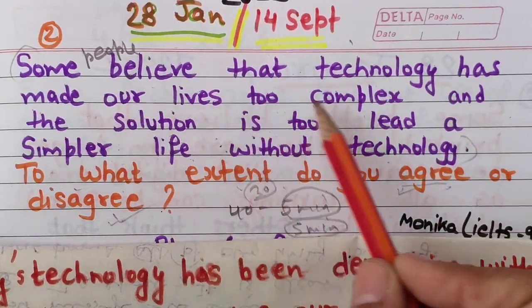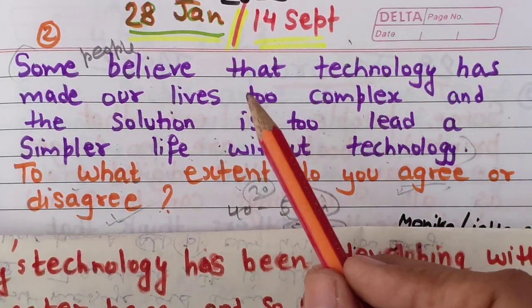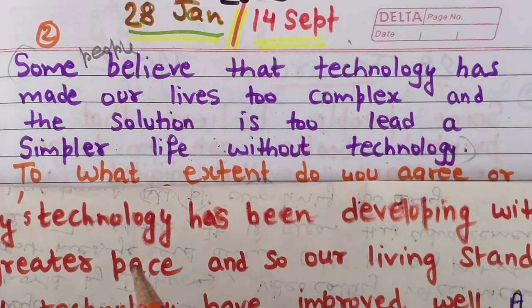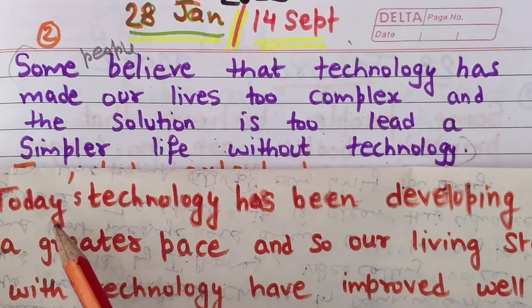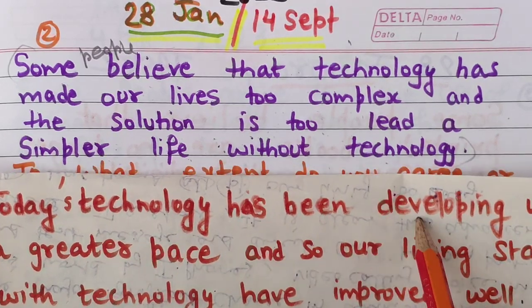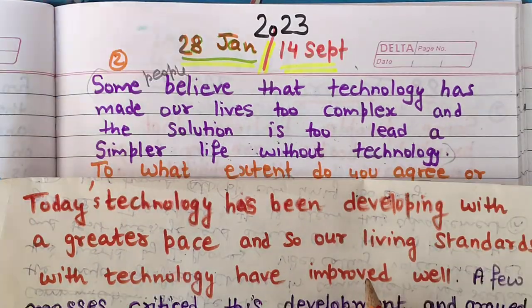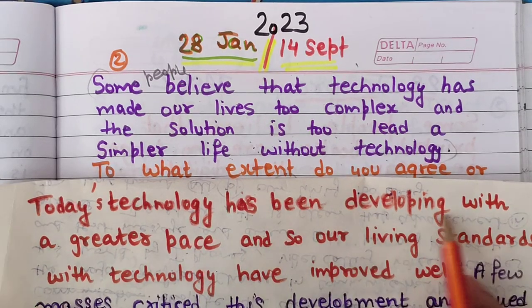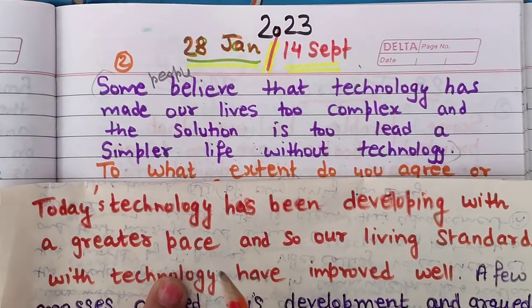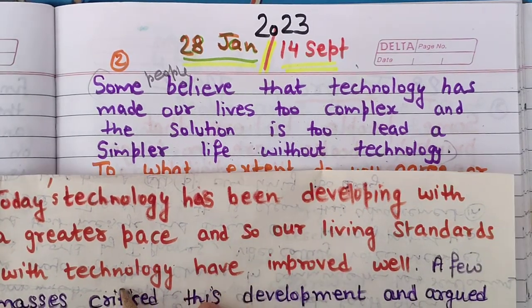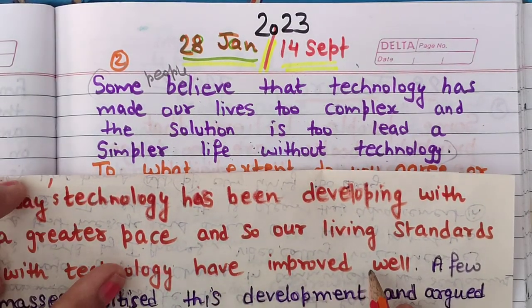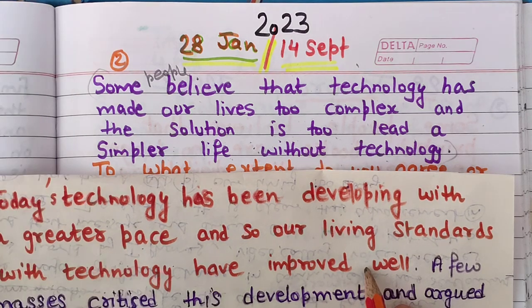Technology has made our lives too complex. So we will start with the introduction. I have written my general sentence about technology: today's technology has been developing with a greater pace, means greater speed, and so our living standards with technology have improved well. So this is a general background statement about the topic.